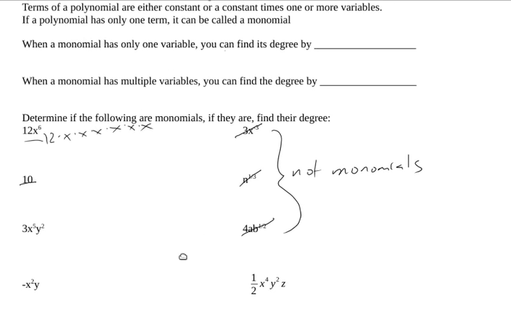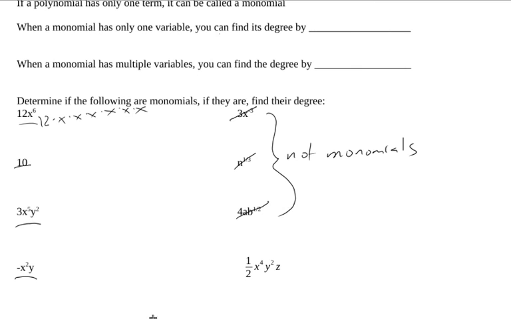But these ones over here are. This one's a monomial, this one's a monomial. All 4 of those are monomials. This one right here is also a monomial, it looks like. 1/2 times x to the fourth, that's 4 copies of the x, 2 copies of the y, and 1 copy of the z. So that would also be a monomial, but these 3 were not monomials.